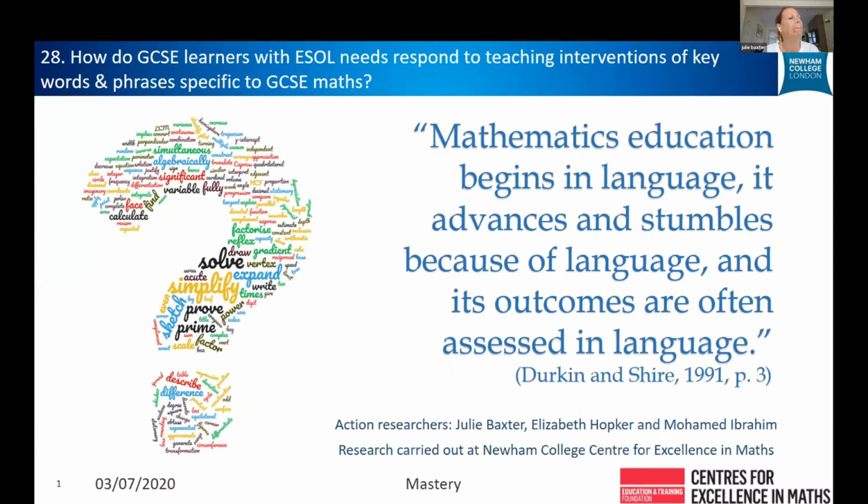Essentially, our question was, how do GCSE learners with ESOL needs respond to teaching interventions of key words and phrases specific to GCSE maths? Really what we're asking is, how can we support our ESOL learners with mathematics? As Durkin and Shire say, mathematics education begins in language, it advances and stumbles because of language, and its outcomes are often assessed in language.